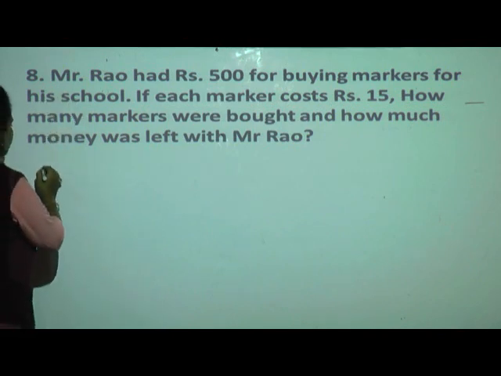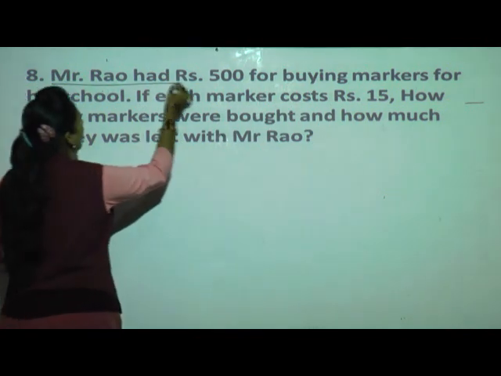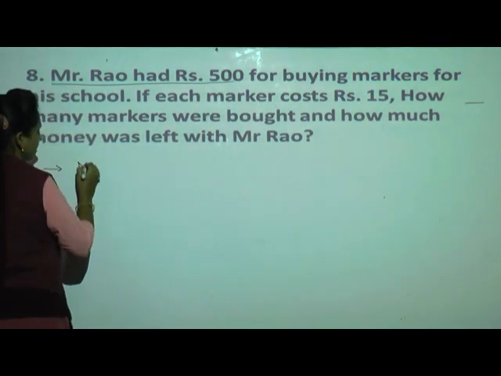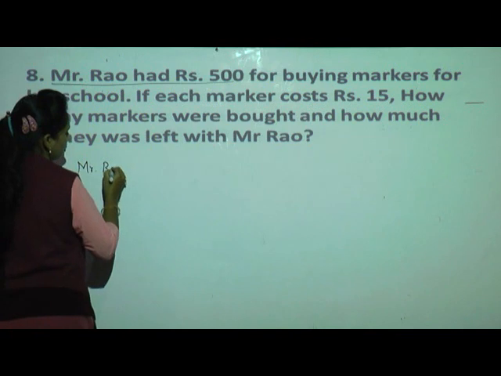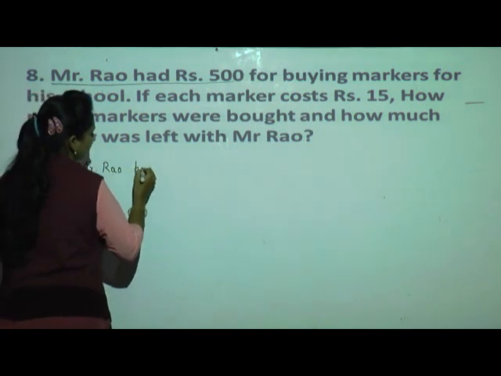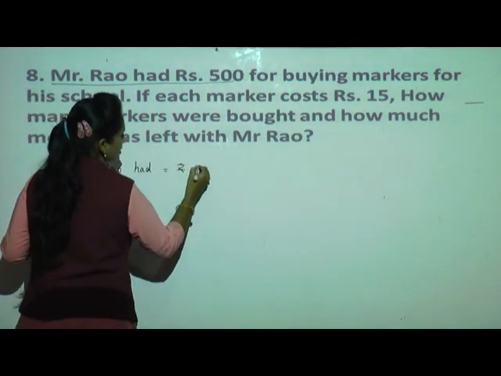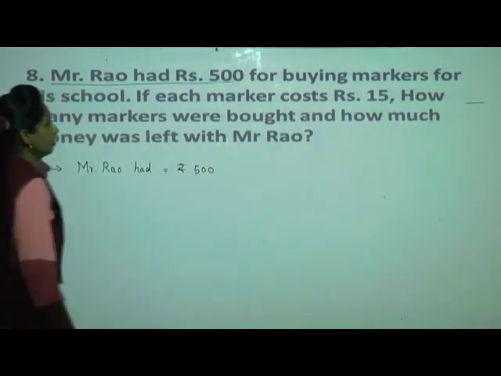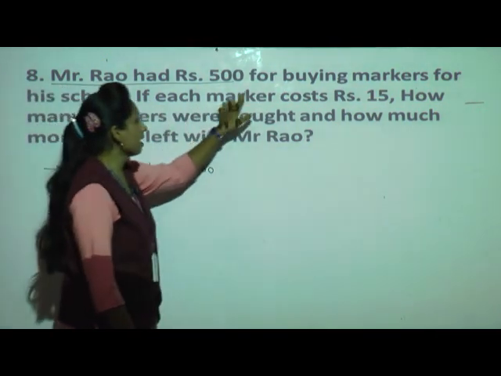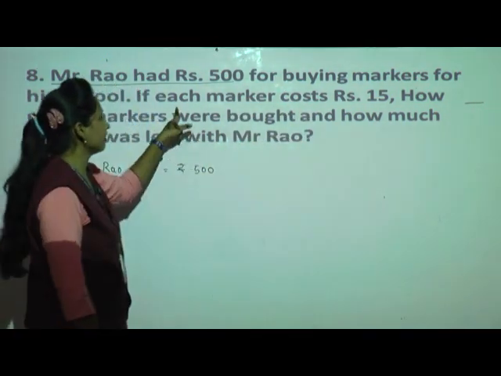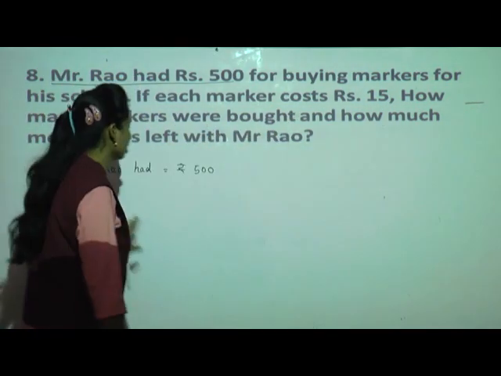See what is given information. Mr. Rao had rupees 500. So write as it is. Mr. Rao had is equals to rupees 500. The next is what? If each marker cost rupees 15. So they had given each marker cost is 15.